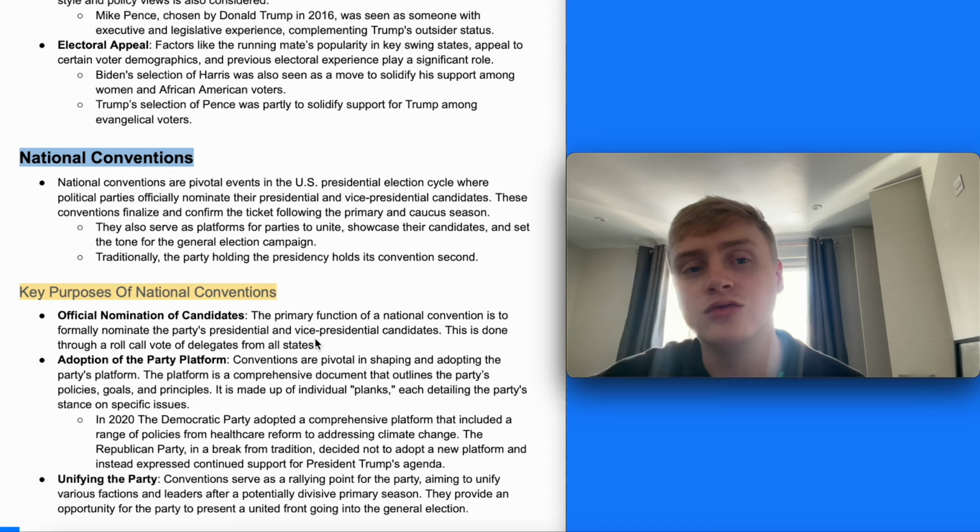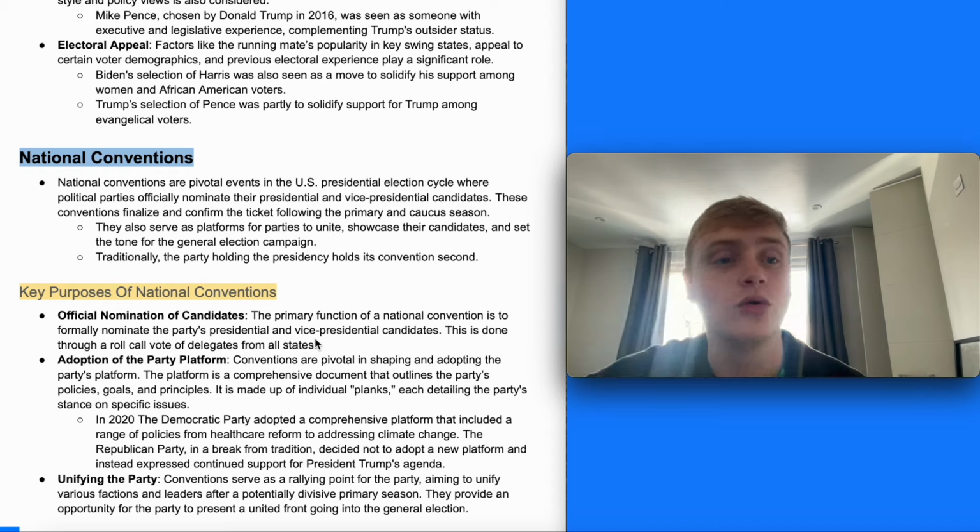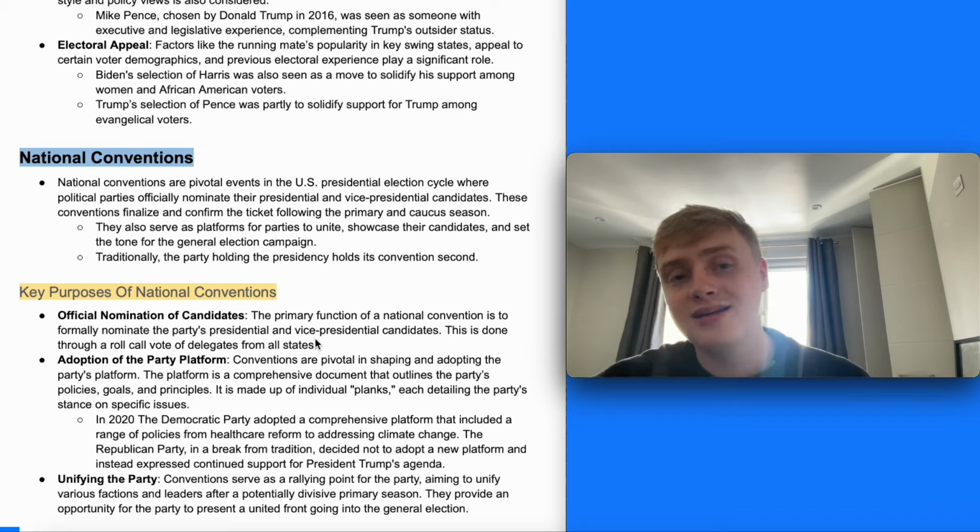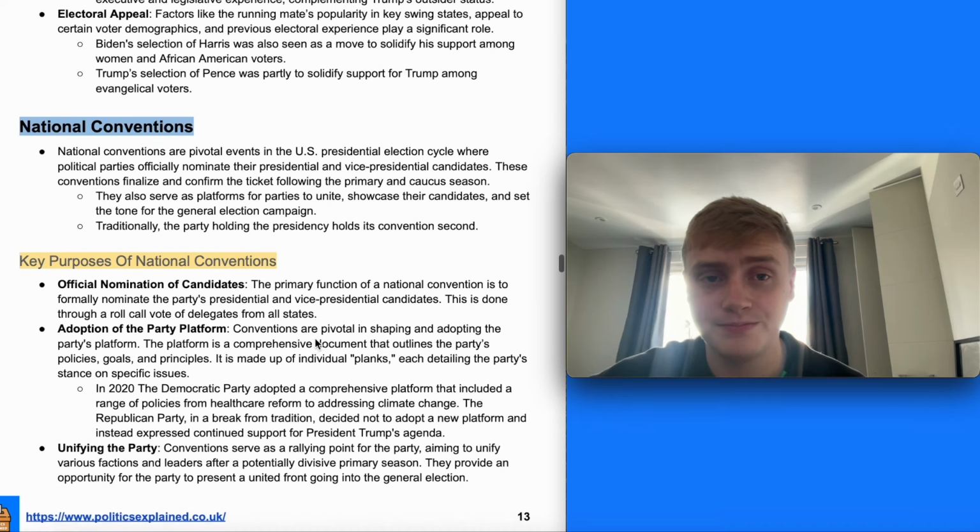Biden's selection of Harris was also seen as a move to solidify his support among women and African American voters, whilst Trump's selection of Pence was partly to solidify Trump support among evangelical voters, which Pence was very popular with.